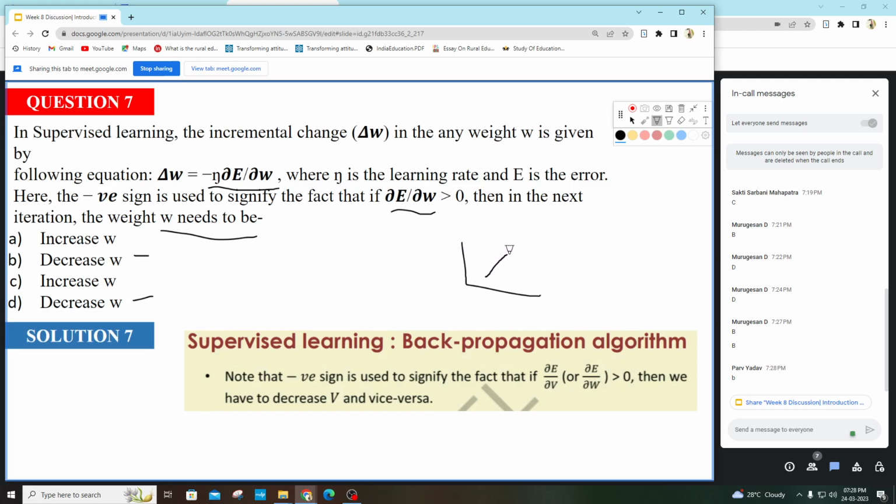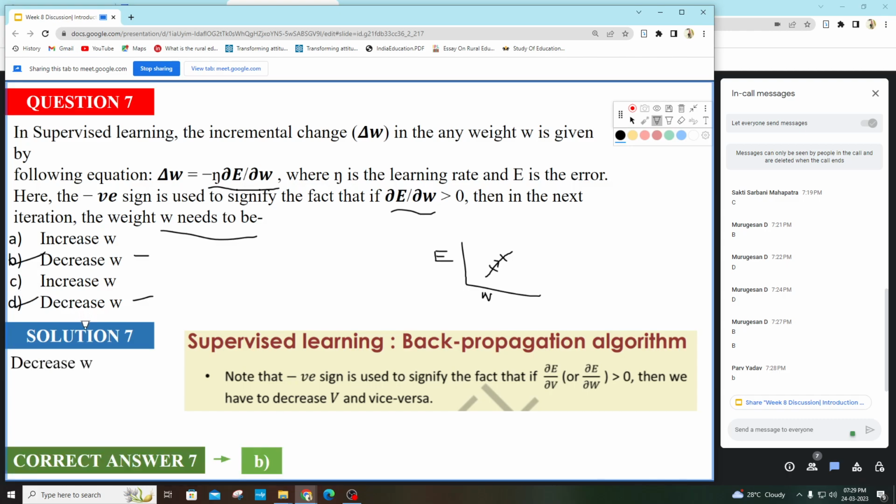Whatever I have told you is that when you are calculating error E with W, where W is your weight, and this is your learning rate. When you are searching, you can see that del E by del W, or your slope, is positive, that means del E by del W is greater than 0. Positive slope means if we are increasing W, our error is also increasing, but we don't want that. We want the reverse of it. So for that we have to decrease W. As del E by del W is positive, with the help of this negative sign, we have to decrease W. So B and D is your right answer.